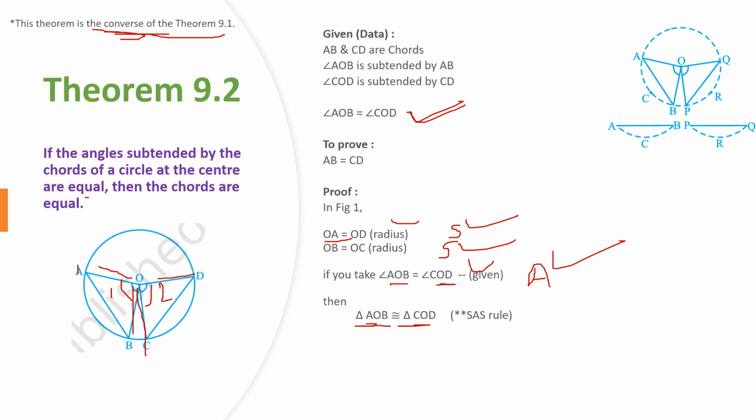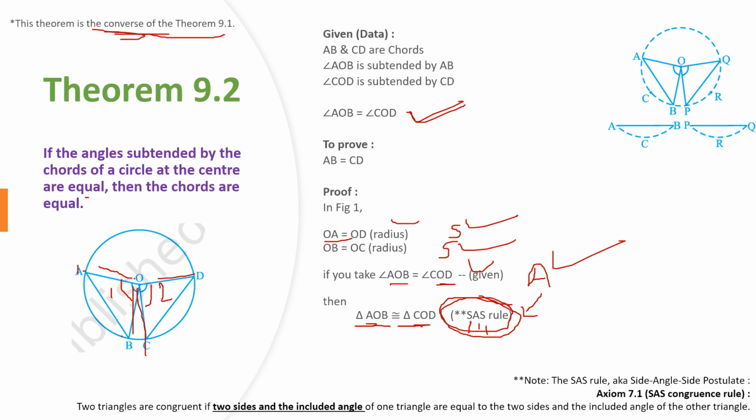It means triangle AOB is congruent to triangle COD. So by what are we able to conclude this? We are able to conclude the two triangles are congruent through the SAS congruency rule, the side-angle-side rule.